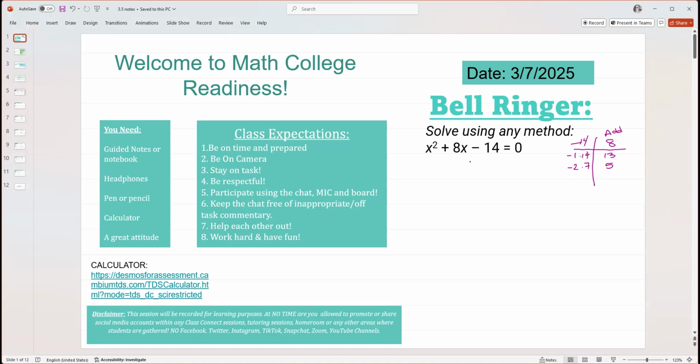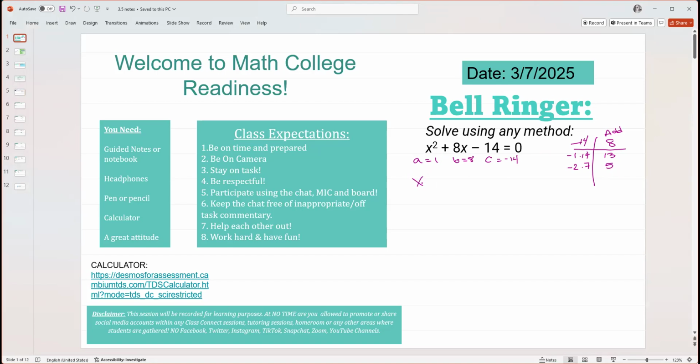So moving from there, I would use the quadratic formula, or you guys can also complete the square, move the 14 to the other side and do the completing the square process. I'm going to use quadratic formula because I like it better. So your A value is 1, B is 8, and C is negative 14.